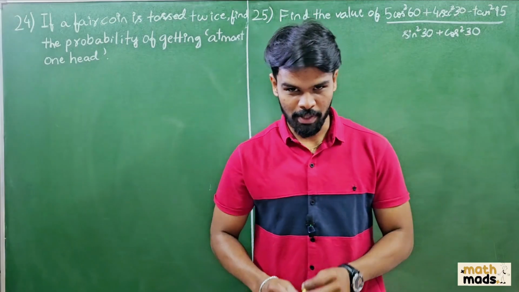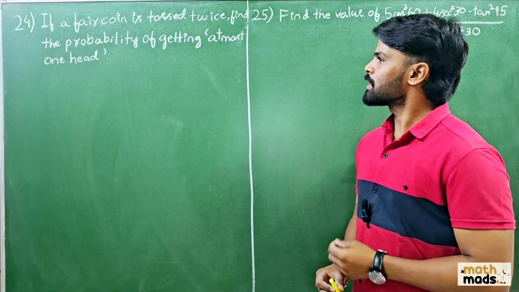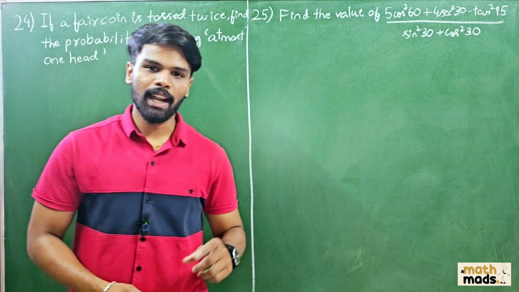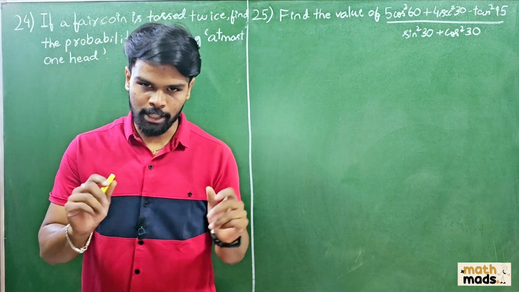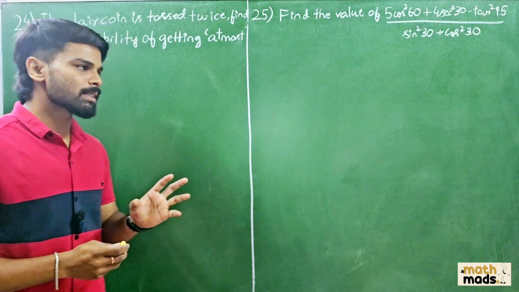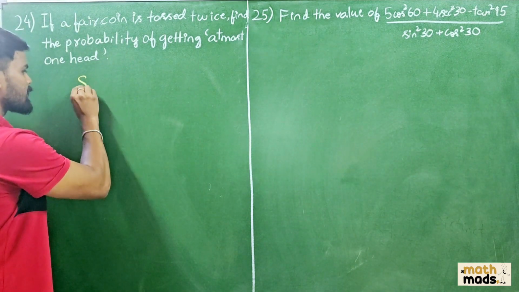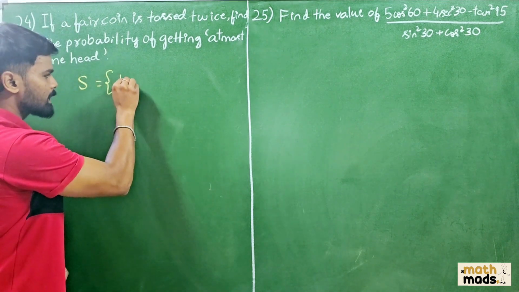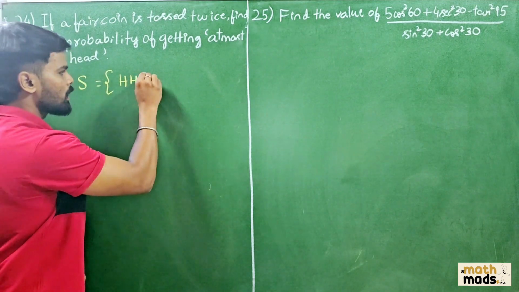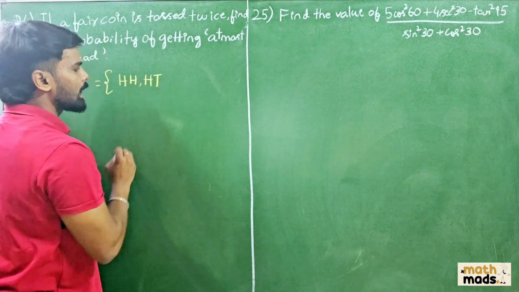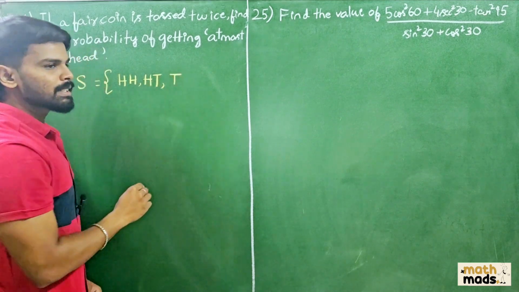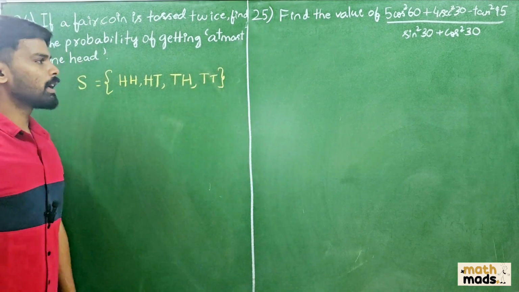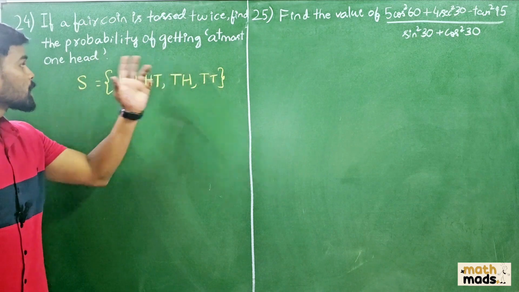Simple question. Next question is, if a fair coin is tossed twice, find the probability of getting at most one head. Now, one coin is there and they're tossing the coin twice. That is our experiment here. So, what are the possible outcomes? I'll just name the possible outcomes as S. First, when I toss twice, both of them can be heads. Similarly, one time it can be heads, the other time it can be tails. Next, first time it can be tails, the next it can be heads, or both of them can be tails.